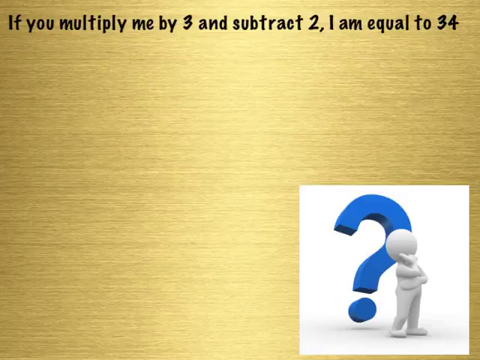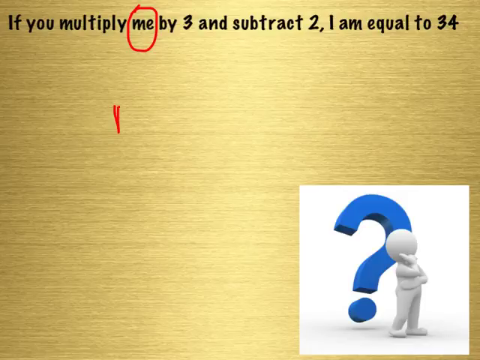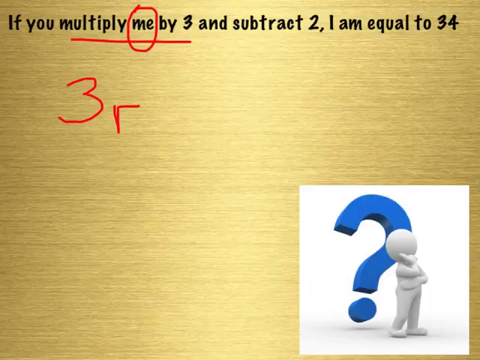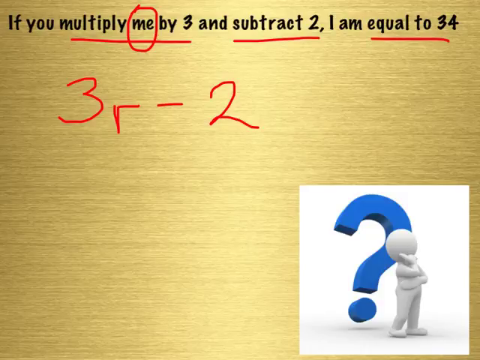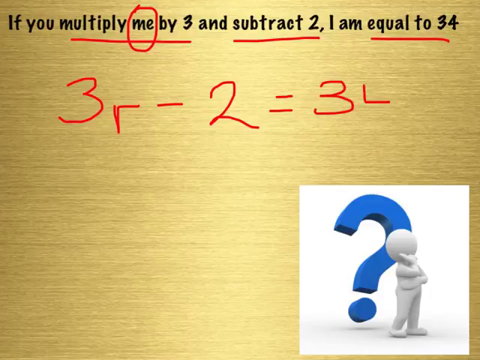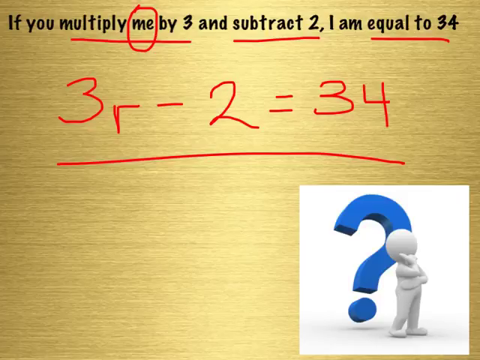So here's a clue. If you multiply me by 3 and subtract 2, I am equal to 34. The first thing I'm going to do is assign me a letter or a variable, because that's my variable. I don't know what it is, so I'm going to call it r. Next, what do I have to do to r? I have to multiply it by 3. I can write that as 3r, and then I have to subtract 2, and it will equal 34. That's my expression to match the clue. I don't even need to solve it right now. I'm just looking to write expressions that will match the clues.